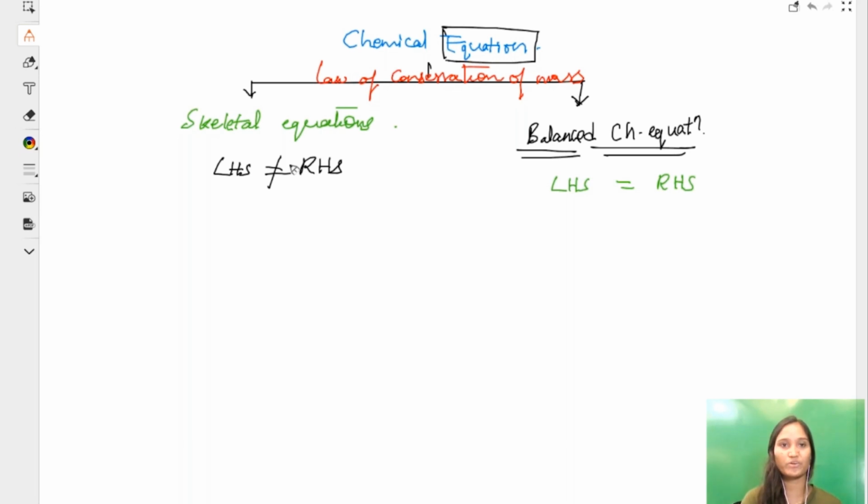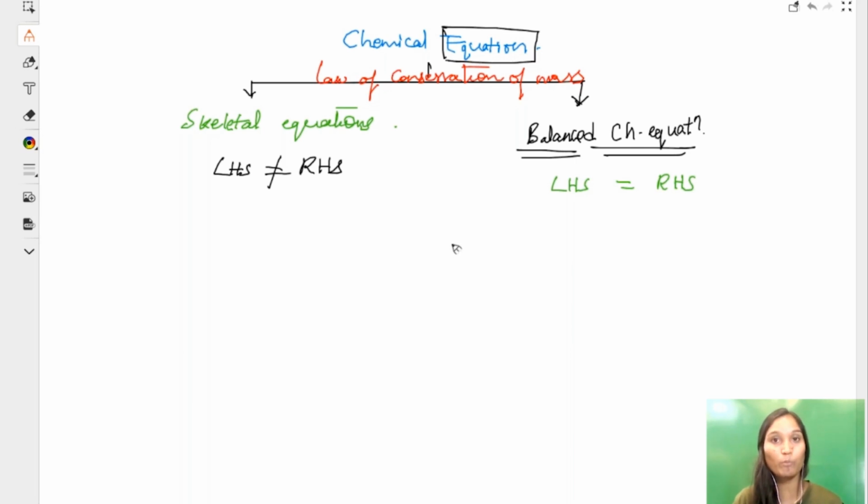This is the classification. But what has to be done with these skeletal equations? Can we leave them as they are? Can we leave them violating the laws of nature? No, we cannot leave them. Then what should we do? Should we delete them? Should we forget about them? No, we have to make them obey the law of conservation of mass.